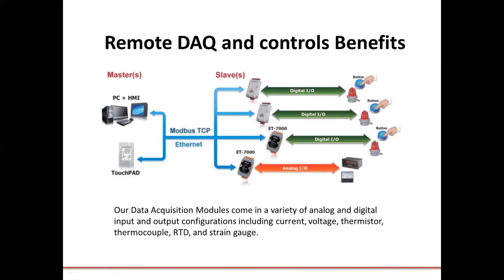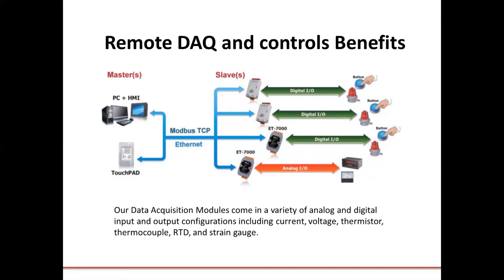Let's see, remote data acquisition. These are one of our main product lines. Remote data acquisition has many benefits. The role of the data acquisition system is that it can read in a variety of analog and digital signals. And we have input and output configurations, which include current and voltage inputs and outputs, thermistor inputs, thermocouple inputs, RTD, strain gauge, and many others, just to name a few.